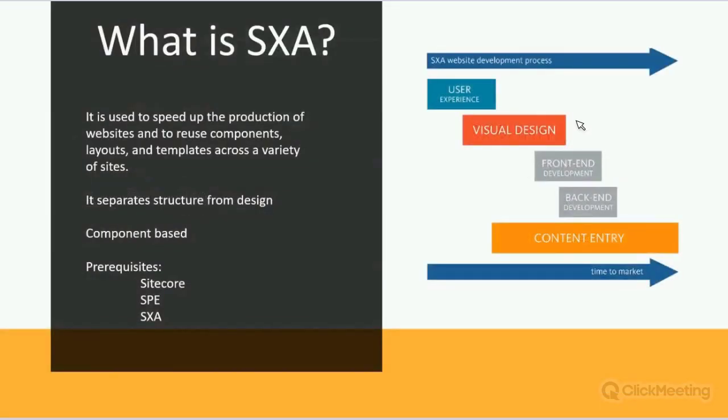So to start with, what is actually SXA? SXA is part of Sitecore. It comes as a separate module, and it stands for Sitecore Experience Accelerator. It is used to speed up the development and production of sites, and it also separates the structure from the design. What that means is that at the same time, it's not just that we can start building the sites, we can also start entering the content, and people can start working together at the same time.